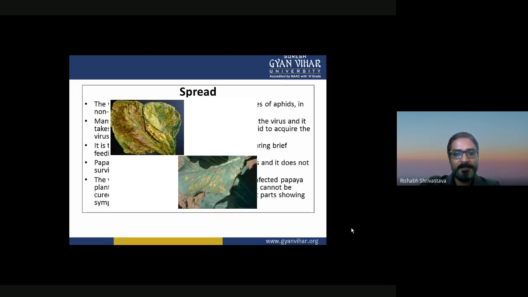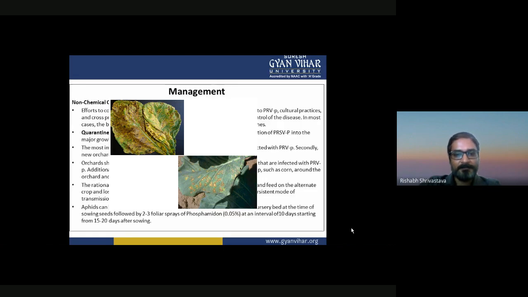it does not survive in soil or dead plant material. The virus can also be spread by the movement of infected papaya plants and cucurbit seedlings. Once infected, plants cannot be cured by spraying with pesticides or removing plant parts showing symptoms. Management: non-chemical control efforts to control ring spots have included roguing, breeding for tolerance to PRSV, and cultural practices.